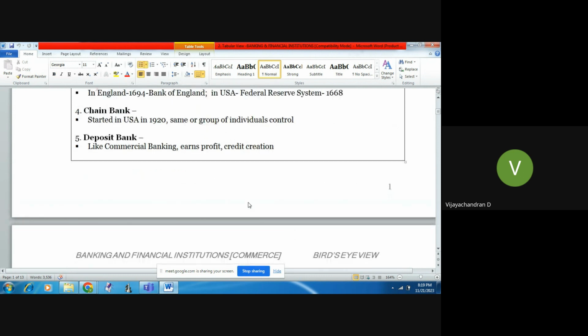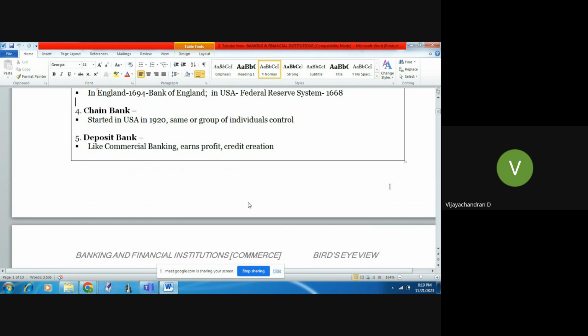Chain banking system, as you know. Chain banking is the same group of banks, same group. Launched in the year 1920. So this way you have to collect the information. These are the questions they will ask.